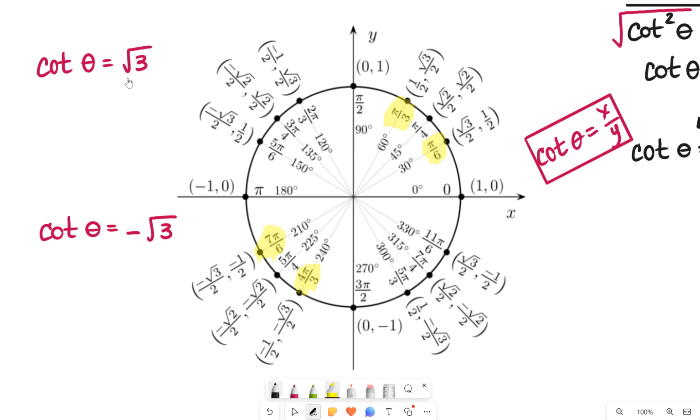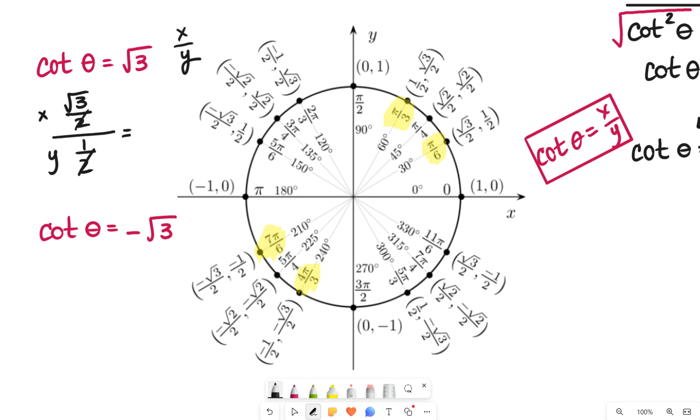Now, cotangent is x over y. So what I need to do is take my x values and divide them by my y values to see if I get square root of 3. So let's do the first one. I'm going to look at this one right here. If I take the x, which is square root of 3 over 2, and divide it by 1 over 2, so square root of 3 over 2, over 1 over 2. Again, that's my x and that's my y.